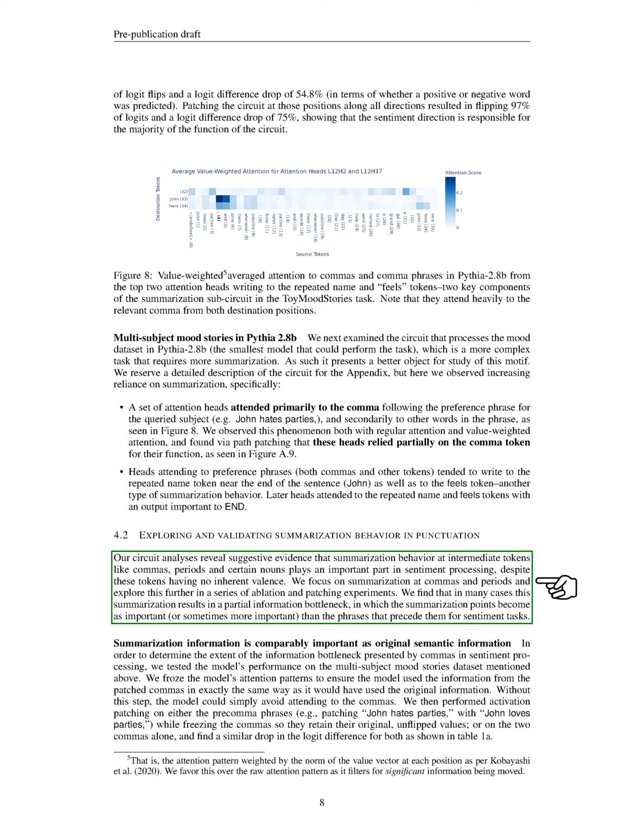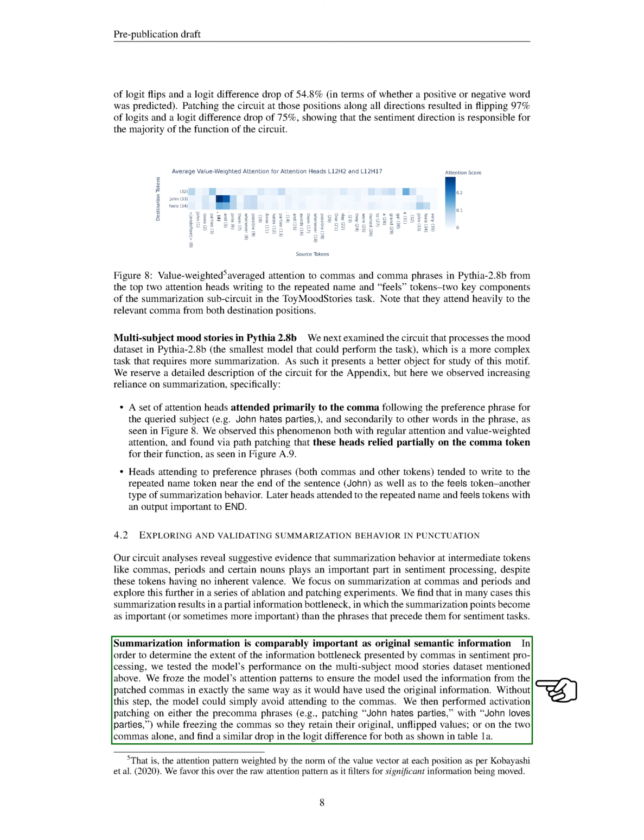We focused on summarization at commas and periods and explored this further in a series of experiments. We found that in many cases, this summarization creates a partial information bottleneck, where the summarization points become as important, or sometimes more important, than the phrases that precede them for sentiment tasks.